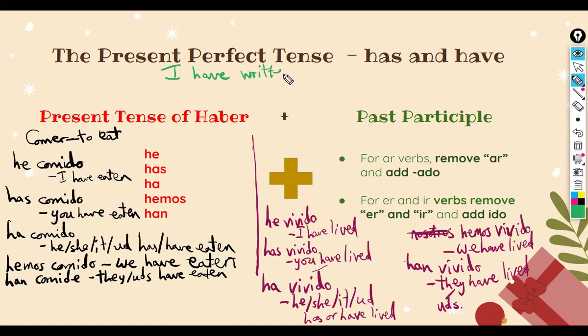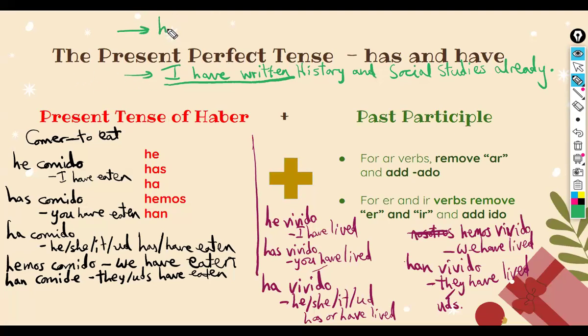So whenever we say I have written, some of you had exams already, right? So I have written history and social studies already. So you want to explain something you've done already. This piece here is the present perfect tense. If you want to say he has left, this piece here is the present perfect tense. So this is the tense we're looking at translating.